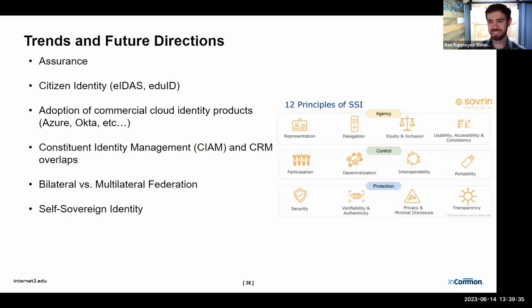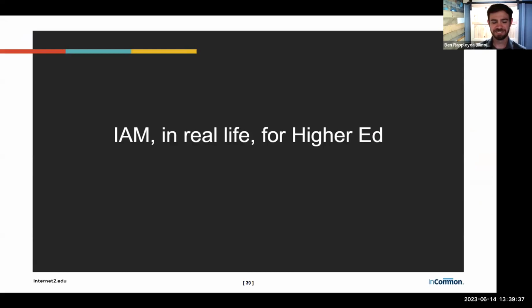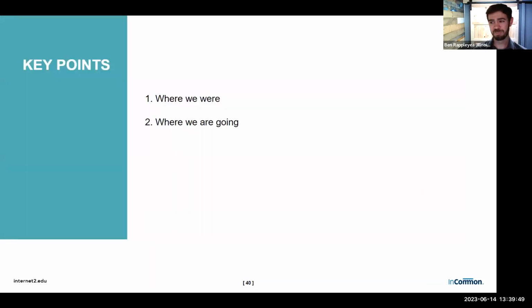So what does all this look like in real life in higher ed? And I'm going to switch gears a little bit just to give you a little bit of a journey that we've gone through at ISU, Illinois State University, and how things have progressed from where we were to where we're going.